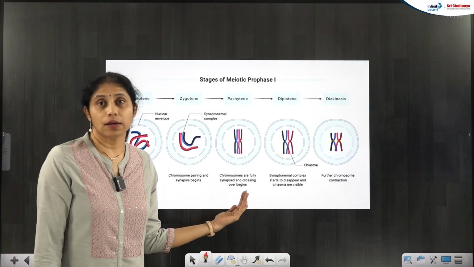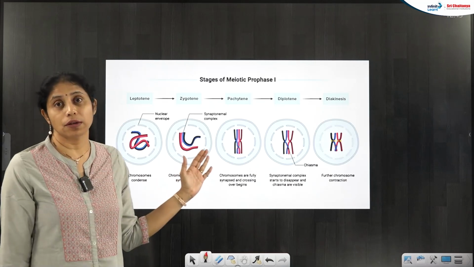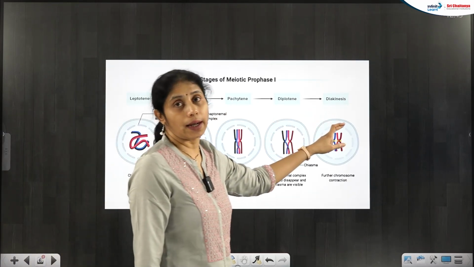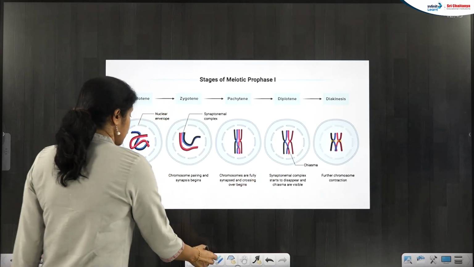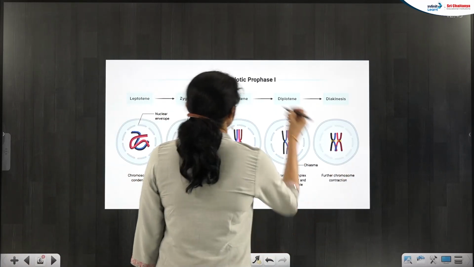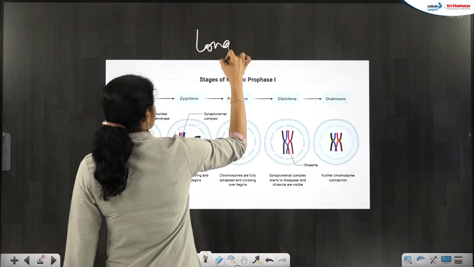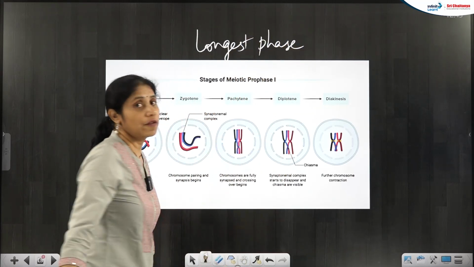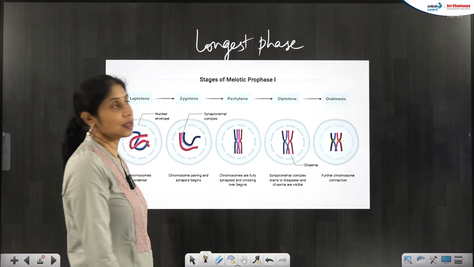So briefly you can see here the prophase 1 subphases: leptotene, zygotene, pachytene, diplotene and diakinesis. This is the longest phase. So which is the longest phase of meiosis 1? It is the prophase 1 because it has the 5 subphases.